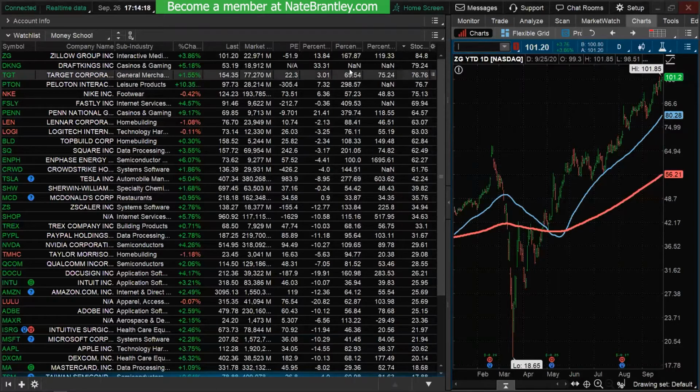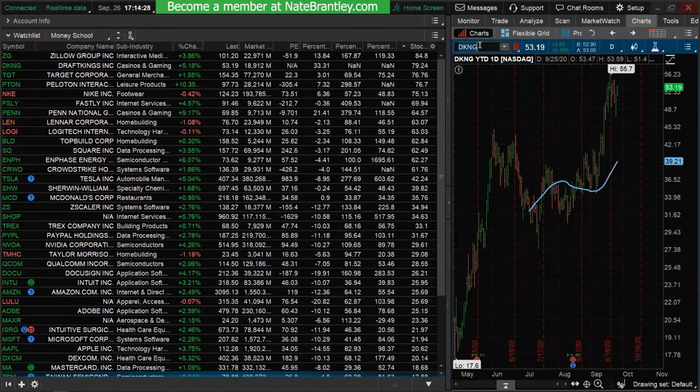DraftKings, you'll see this not available. That's because this is a newer company that doesn't have data going back for 512 days. This stock has just been a rocket ship. This has been trading with the coronavirus news. Every time that things are open and sports are being played, DraftKings is going up, and anytime they have to cancel games, it's going down.